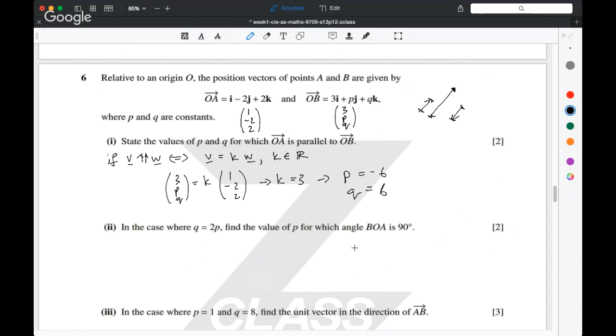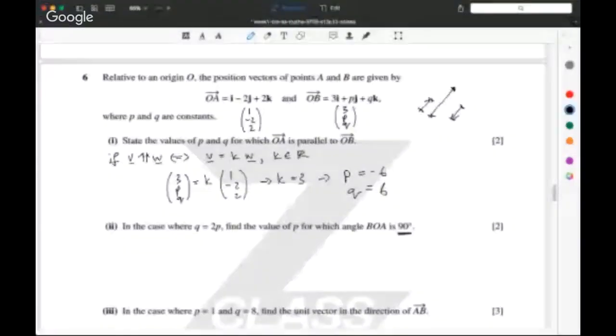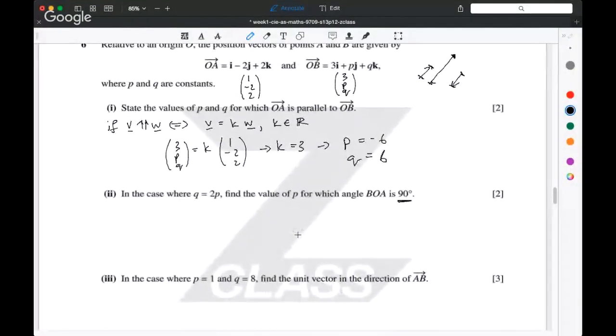The next question says, okay, they're not parallel, but they're telling us that they are perpendicular. So when they're perpendicular, the angle between them is 90 degrees by definition. And when they're perpendicular, the dot product is 0. That's what I'm writing here. V dot W equals 0 implies that V is perpendicular to W.